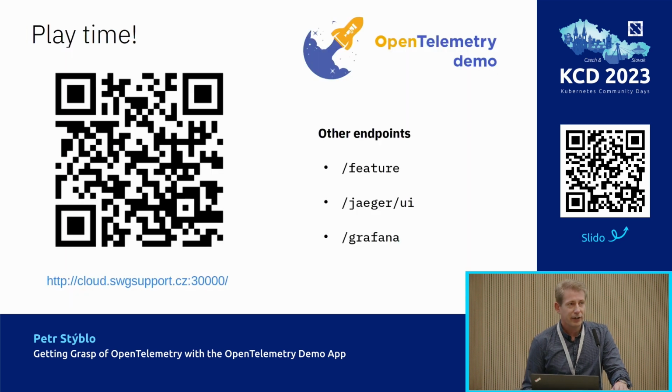If you want to give it a try, just go ahead and try. Take a picture, go to the URL, and do some shopping. There is a link that you can use for the main demo, and there are other endpoints that allow you to open up the feature flag service, so you can toggle the features. You won't see anything happening on your demo, but you would see that in the corresponding backend. There is a UI for Jaeger and Grafana.